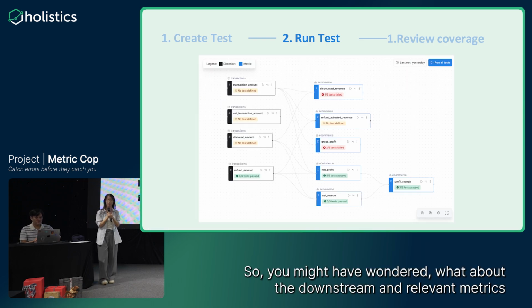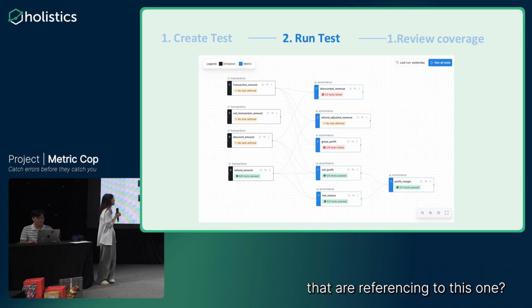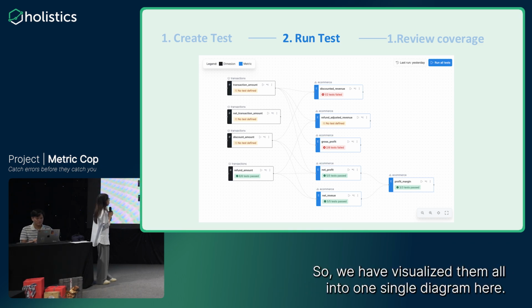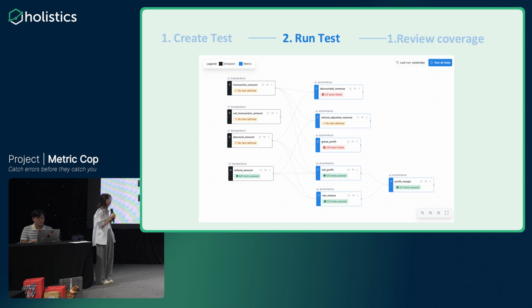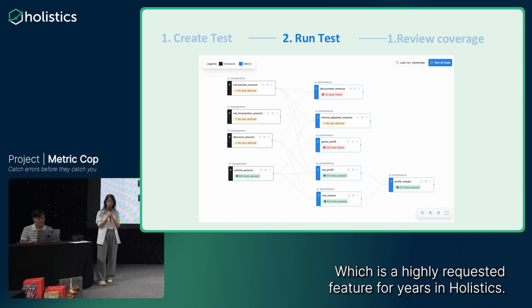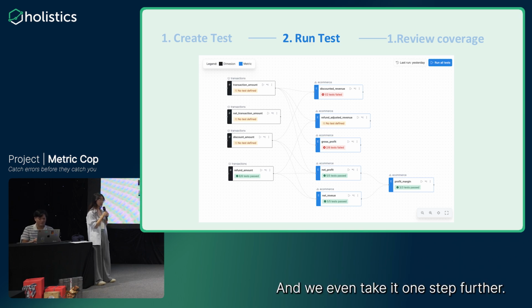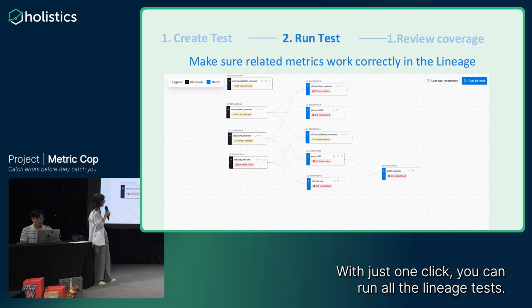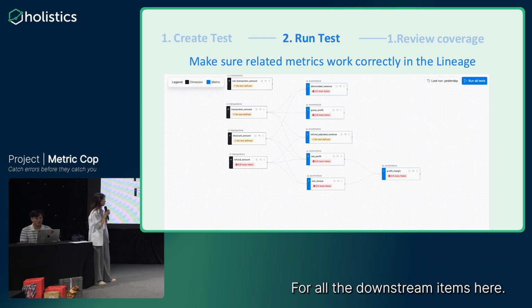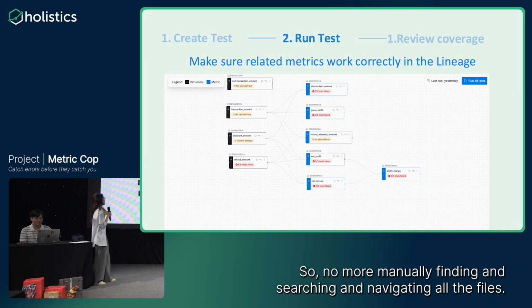Okay, you might have wondered, what about the downstream and relevant metrics that are referencing this one? We have visualized them all into one single diagram here, which is a highly requested feature for years in Holistics. And we even take it one step further. With just one click, you can run all the lineage tests for all the downstream items here. No more manually finding, searching and navigating all the files.